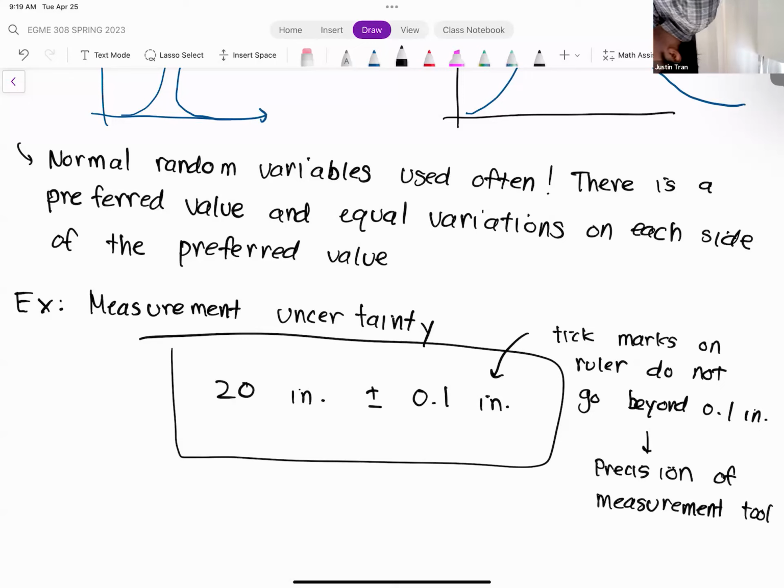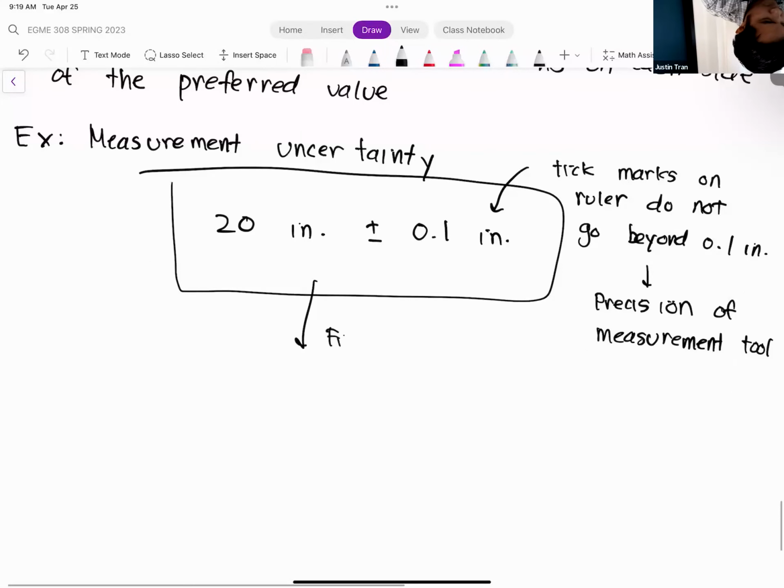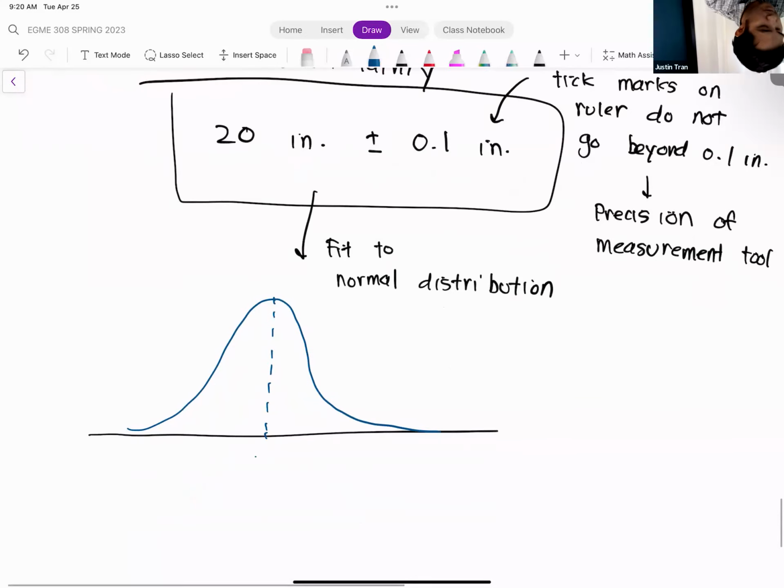Hopefully this is a concept that you're familiar with in terms of measurement. We can take this and fit it to a normal distribution. So we can make a normal distribution that represents our measurement of our computer screen, where the peak is going to be at the amount that we actually measure. So this is going to be 20 inches.